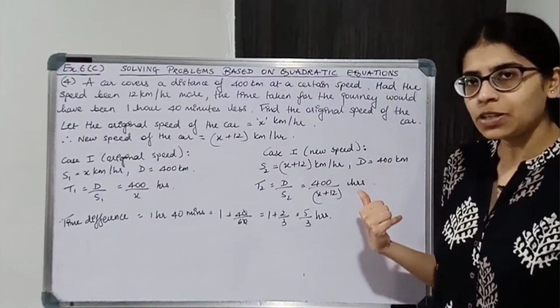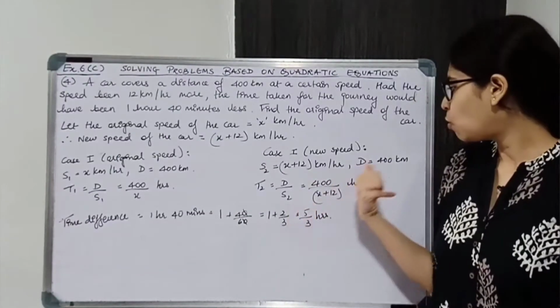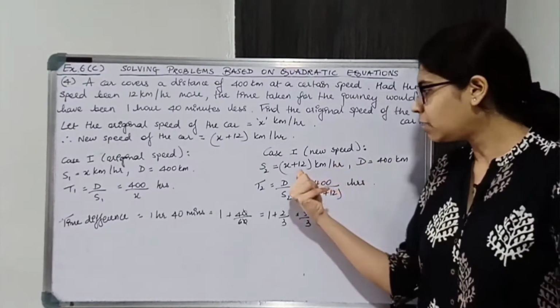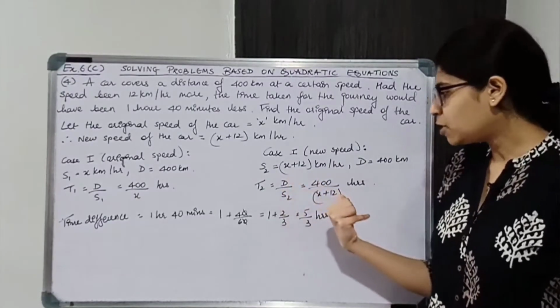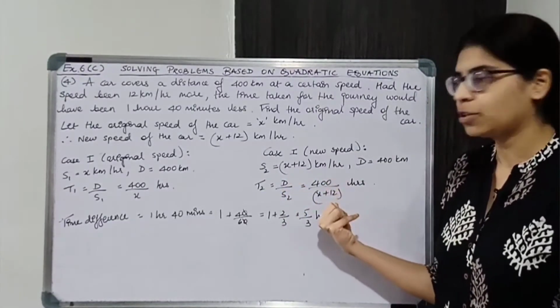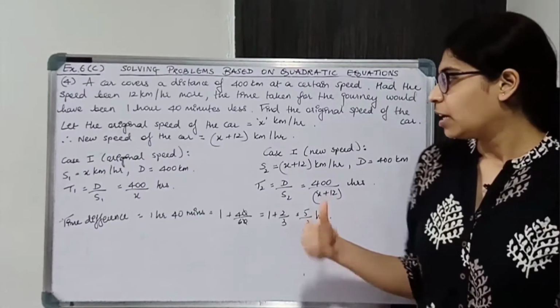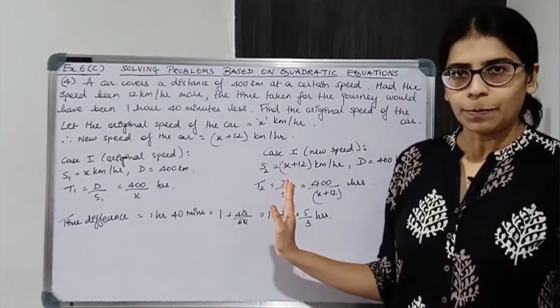Over here same thing, using the same formula. So distance is also same, the only change is speed, so time will change accordingly. Time हो जाएगा 400 upon x plus 12 hours. Okay, now which one is greater, which one is smaller?